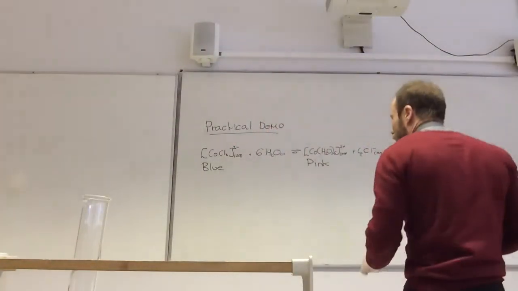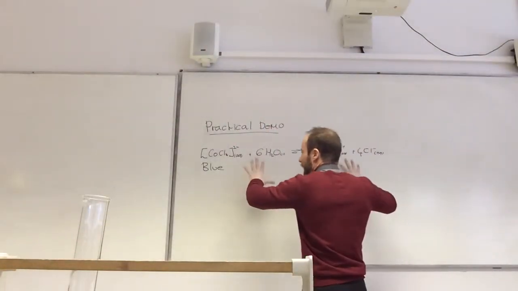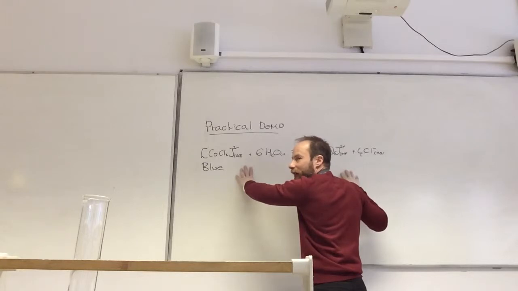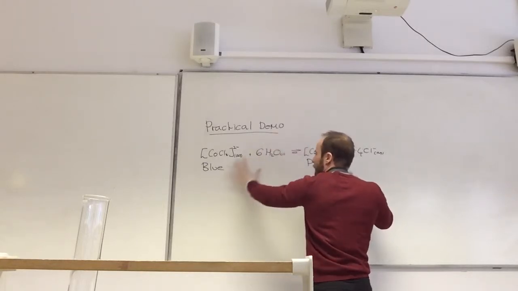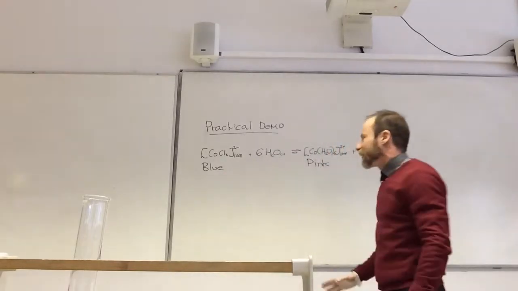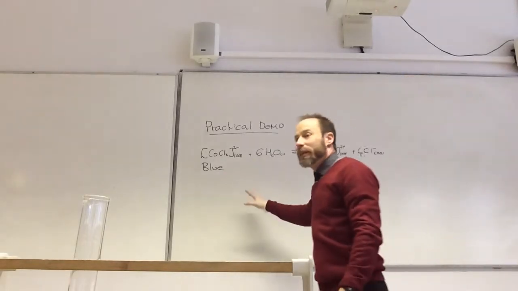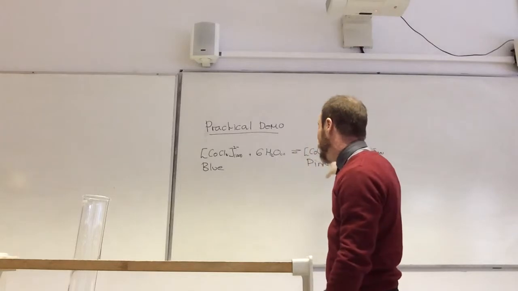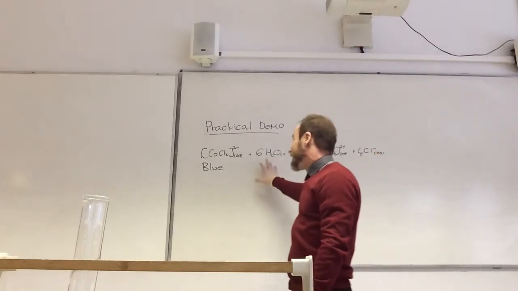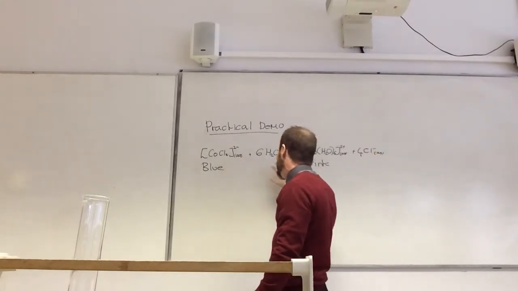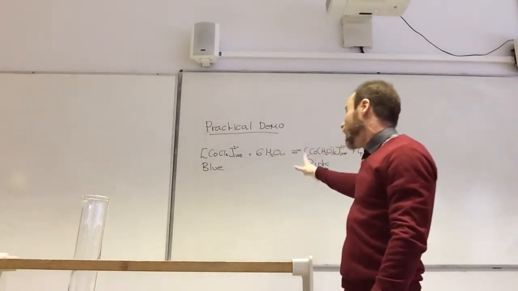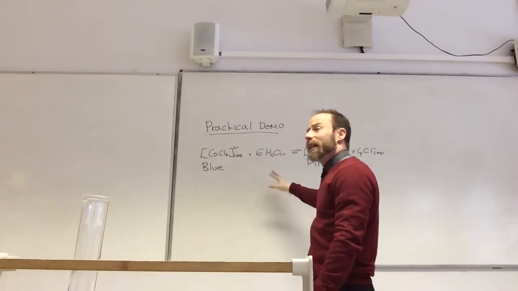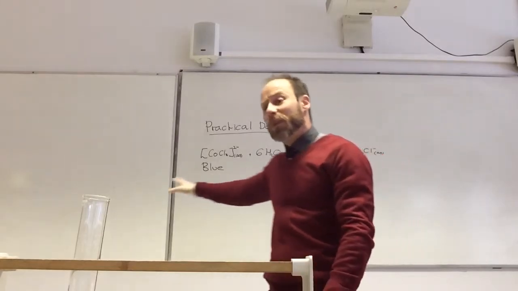So we do a simple practical. This is our equilibrium. We're going to decide whether this direction is exothermic or endothermic. And we've got two differently coloured cobalt species. Now this equation may look a little bit weird. You think, oh, what's going on? This is what we call a ligand substitution reaction, which we look at at A2. At the moment, all you need to know is that it's a reversible reaction that we're going to look at.